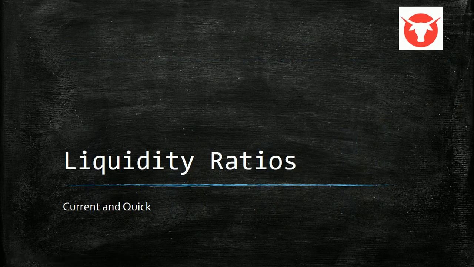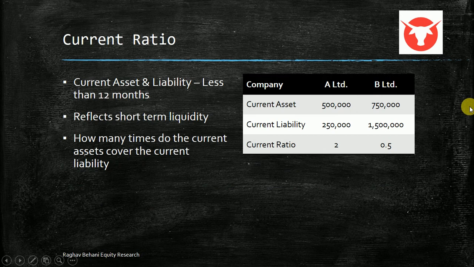Liquidity ratios. We look at current and quick ratios which are quite similar in calculation. The current ratio considers current assets and current liabilities. Current assets are assets which are held to be disposed of within the next 12 months. Similarly, current liabilities are liabilities which are to be paid off within the next 12 months.